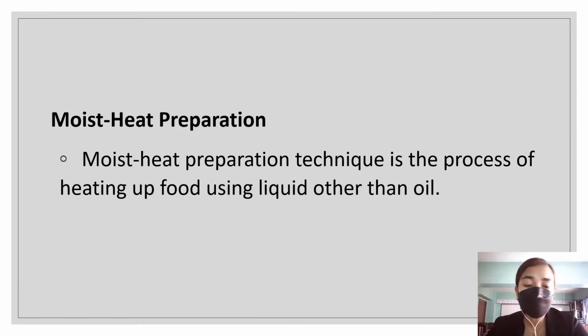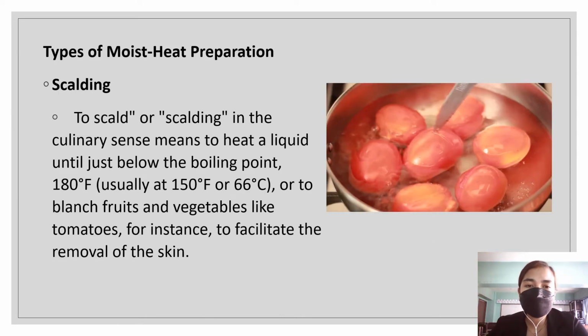Moist heat preparation technique is the process of heating up food using liquid other than oil. Liquids are used primarily to heat food, but they may also add flavor, color, texture, and appearance to the final product. Examples of moist heat techniques are scalding, poaching, simmering, stewing, braising, boiling, parboiling, blanching, and steaming. So, types of moist heat preparation.